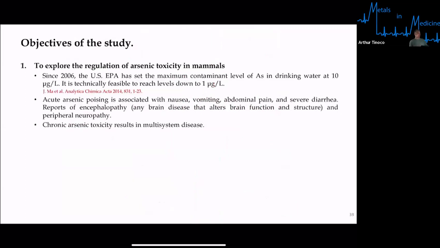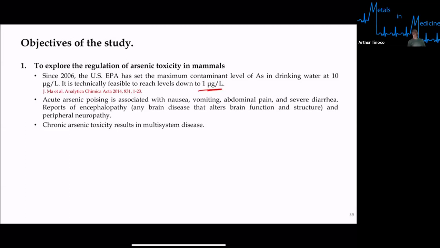All right, so that being said, in this particular study, they wanted to assess the role of the microbiome in potentially regulating toxicity, in this case, the toxicity associated with arsenic. Let me get a little bit of context. Since 2006, the US EPA has set the maximum contaminant level of arsenic in drinking water at 10 micrograms per liter. Even though you can technically go down to 1 microgram per liter, I guess in terms of finances, 10 is more accessible.